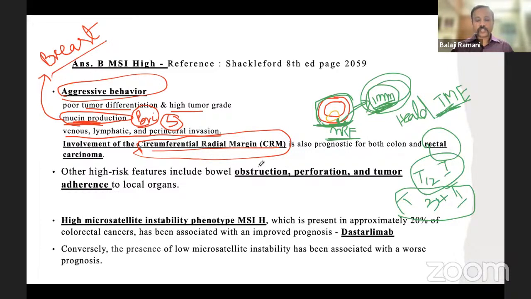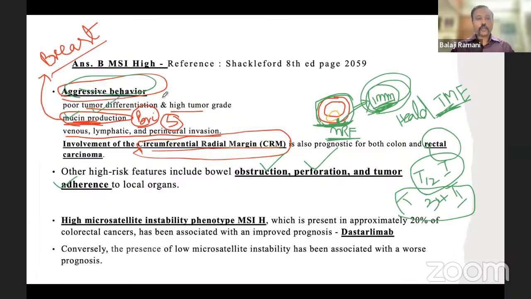And some of the factors which are very important here, which are considered to have a very aggressive behavior, include presence of obstruction, presence of tumor perforation, adherence to local organs, even though there is no extension to the surrounding organs. So there is a difference between adherence and actual involvement. If you look at it, the margin will still be clear. But if the tumor is coming close here and it is adherent without being involved, then you call it as tumor adherent.